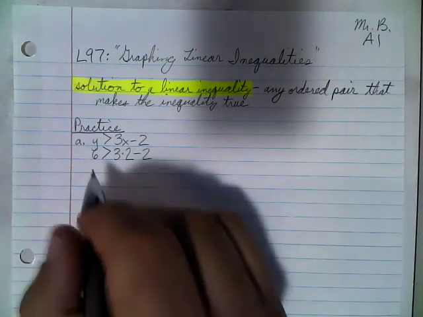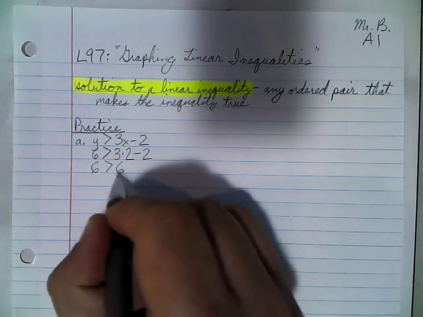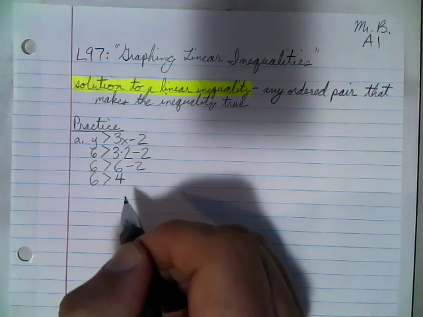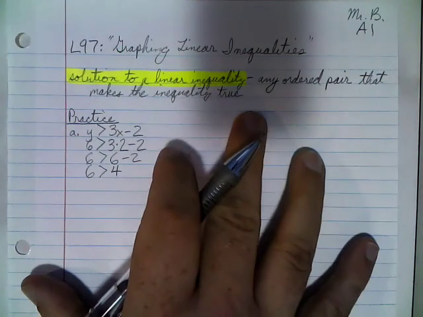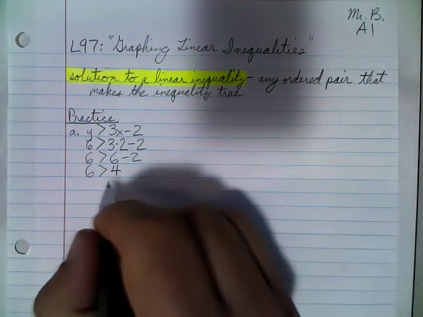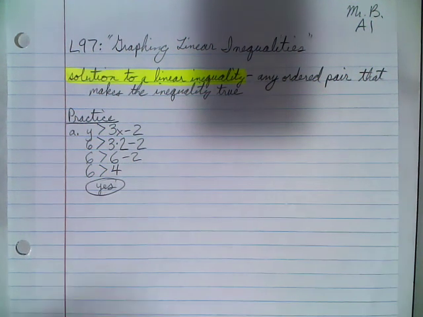And so we've copied both the equation and essentially copied the point. And now we simplify. So 6 would be greater than 6 minus 2. So 6 is greater than 4. So is that true? Yes. So therefore is 2, 6 a solution to this? Yes, it is.